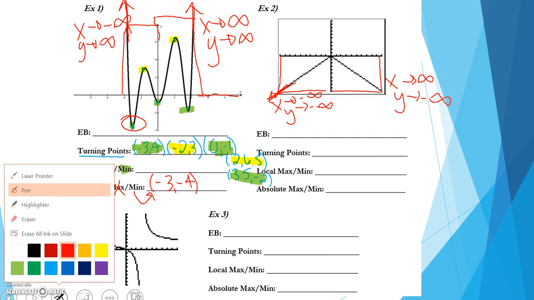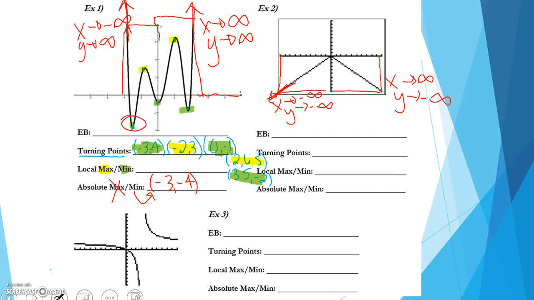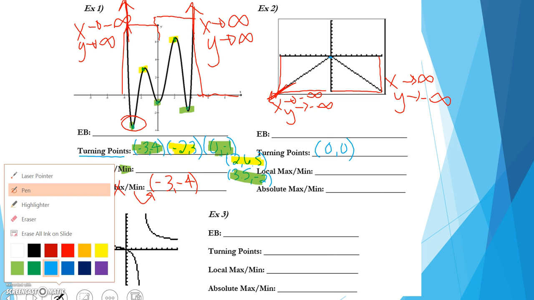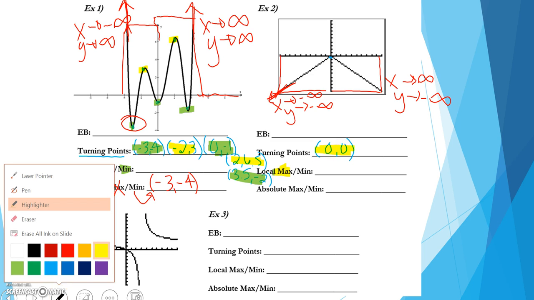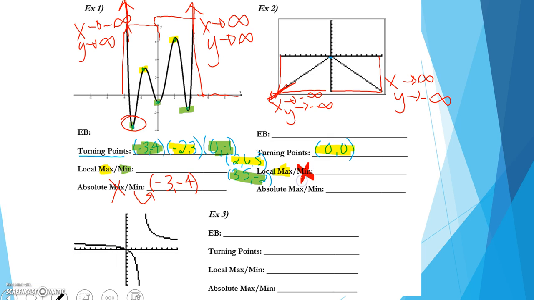For turning points, there's only one turning point, and that is right here on the axis. So the ordered pair is 0, 0. That is a local max, so I'm going to color code it as a local max. All right. And then there are no other turning points, so that means there are no local mins. For absolute max, that 0, 0 would also be the absolute max because it does not go up any further than that. And then there is no absolute min.